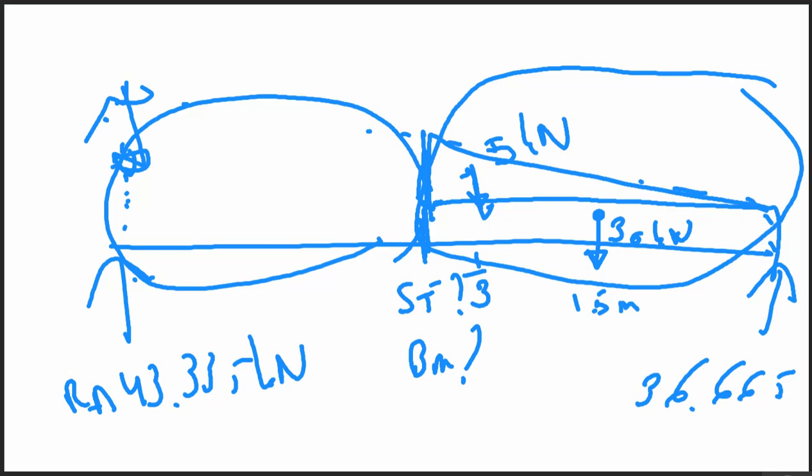How do you calculate the shear forces? The sum of all the forces, implying 36.665 minus 30 minus 5. And there you have the result. That's it. How do you calculate the bending moments? Exactly as you did before.